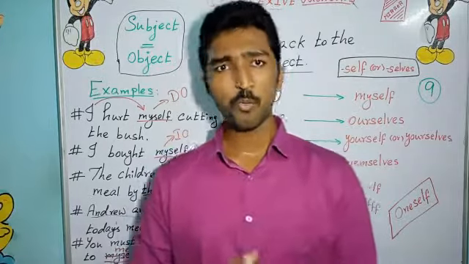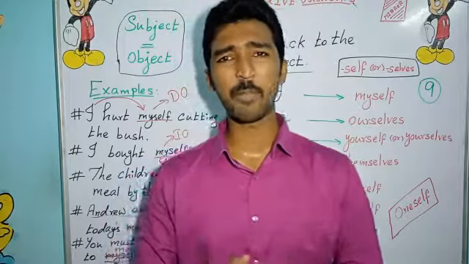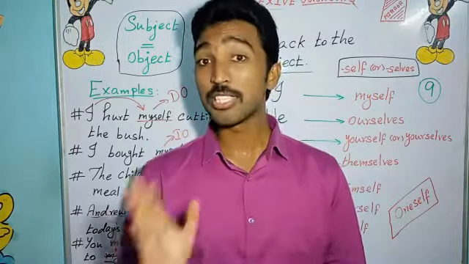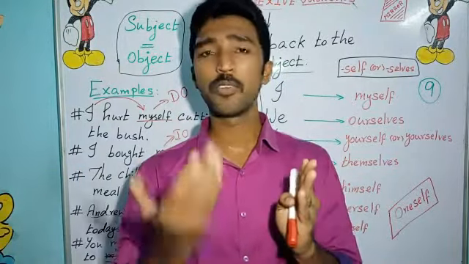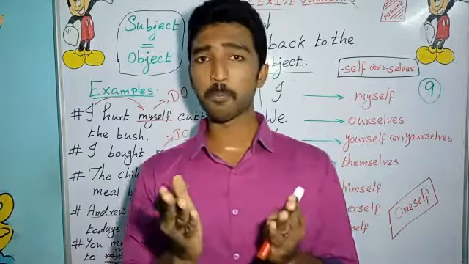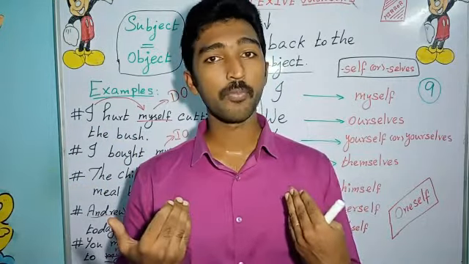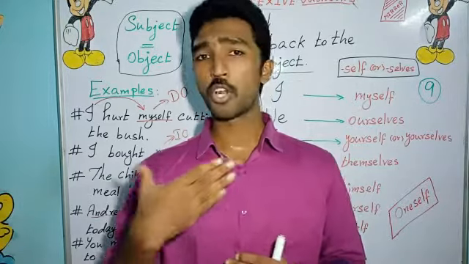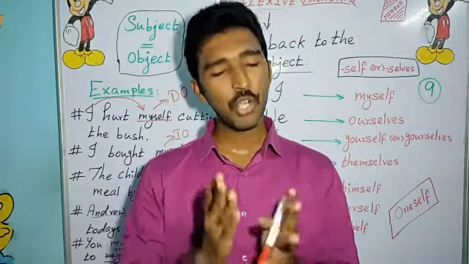And sometimes we say our name with the help of a reflexive pronoun. For example, myself, John. But that is wrong. That is completely wrong. We should not use myself along with your name. You have to say I am followed by your name, or my name is John. Remember, you should not say myself John or myself Ram, myself Ravi. That is completely wrong. Don't use it.